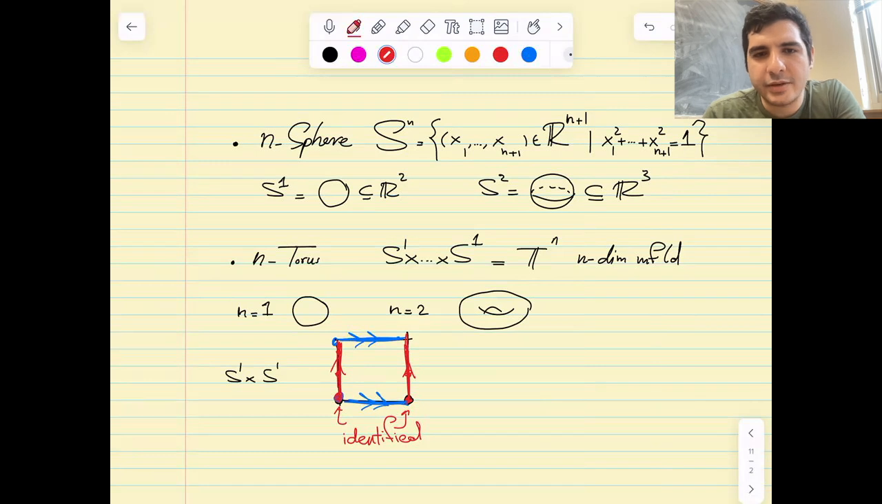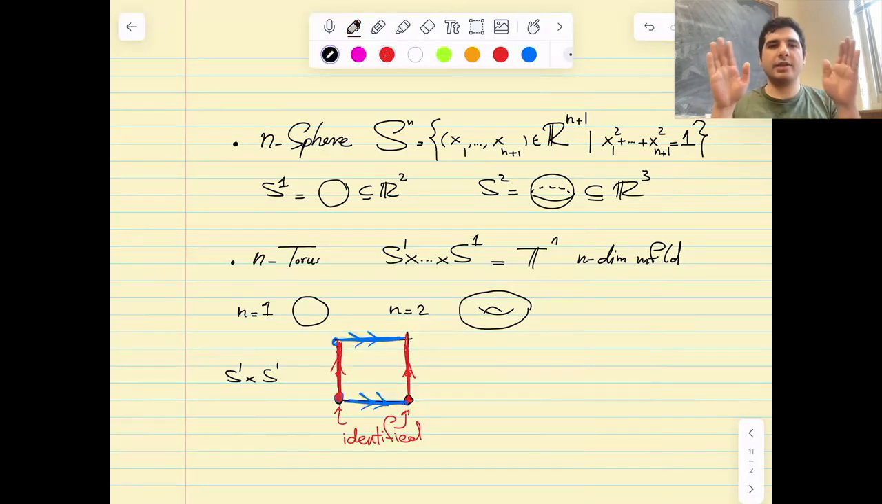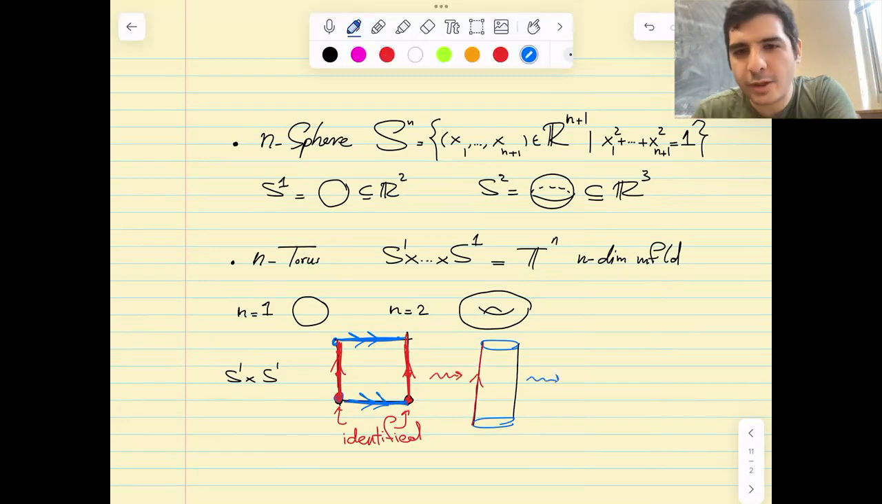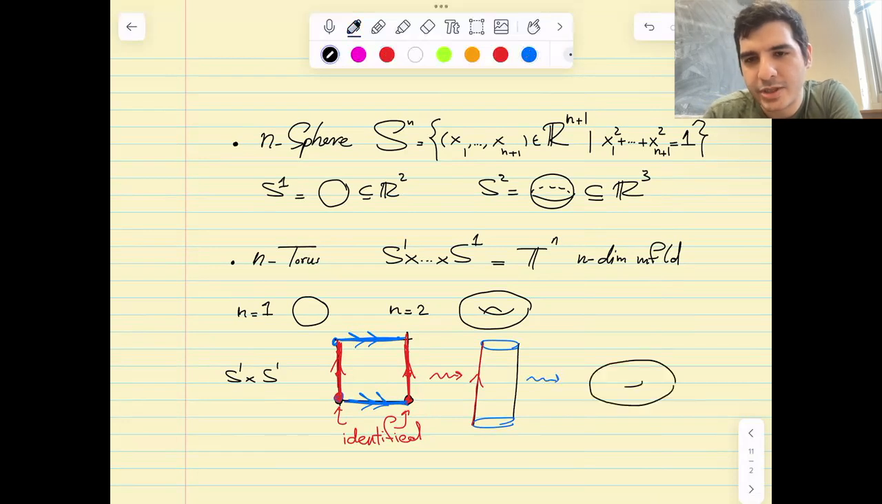Okay, what would happen if I do that? What if I get the square and glue the red sides and blue sides? What would be the result? Well, let's glue the red sides. I would get a cylinder, right? Let's say it's glued along this red segment. Now let's glue these two blue sides. What would be the resulting object? It would be just the surface of a donut, right? This is the 2-torus, or simply torus. So there would be a red segment here and a blue one. This is the resulting object.